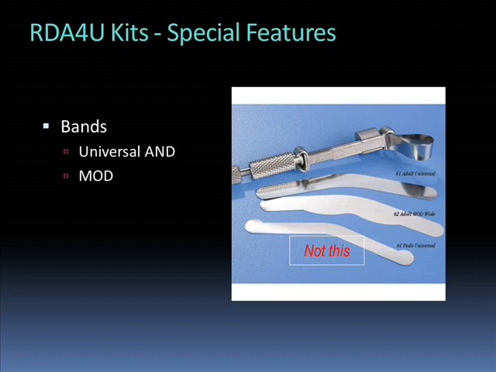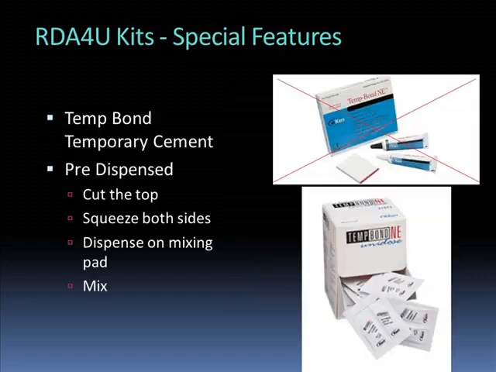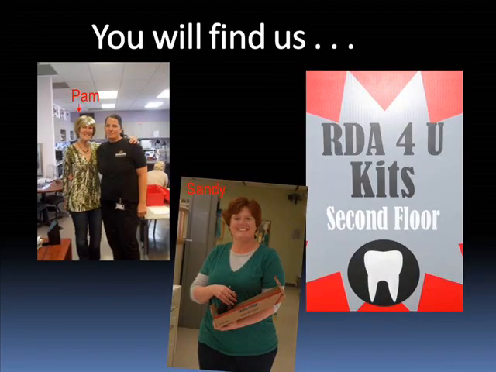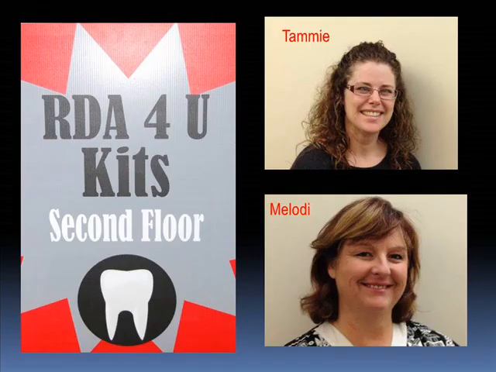Another special feature that we have is that we offer 2 different types of matrix bands, the universal and the MOD, so you can use whichever one you prefer there. We also put in Unidose temp bond into your kit to cement on your temporary crown. Real easy to use. You cut it open, you mix the parts A and B together, and real easy to use to cement your temporary crown. Again, you'll find us on the second floor. You'll see here there's Pam pictured there, and Sandy, and then Tammy and myself, Melody. And again, you'll find us on the second floor.